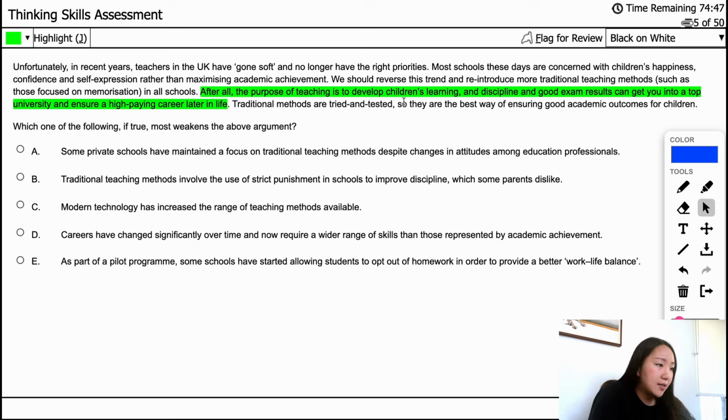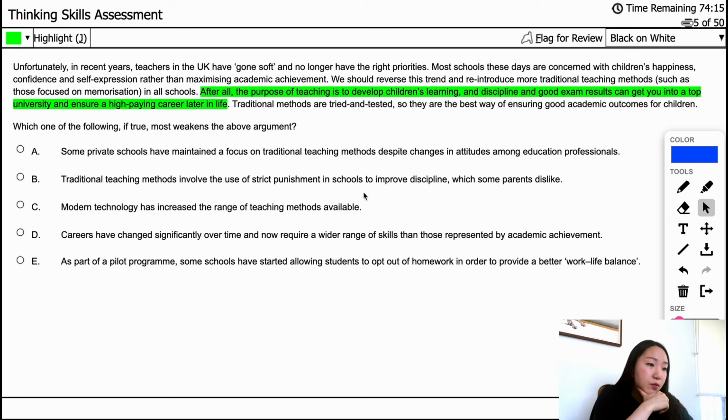Traditional methods are tried and tested, so they are the best way of ensuring good academic outcomes for children. Okay, so that's not part of the argument. That's just, again, bolstering why traditional methods are needed. But the core of the argument is traditional teaching, good learning, good exams, good university, good career. So something that weakens that is anything that breaks that chain. So it can either be traditional teaching doesn't get you good exams, or good exams don't get you a good career, it's one of those along the way.